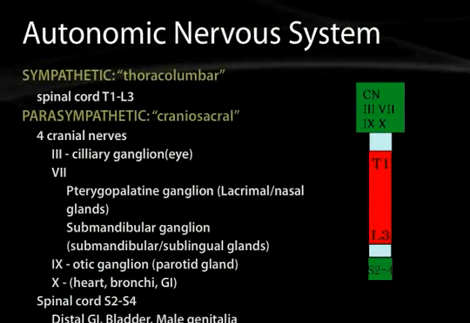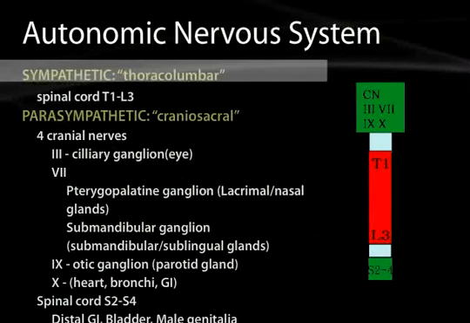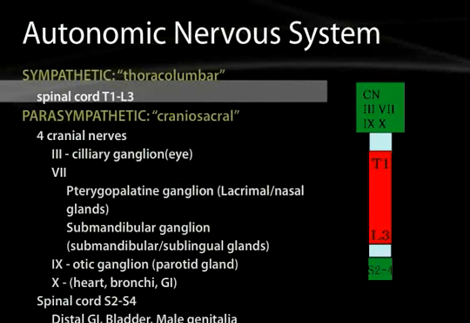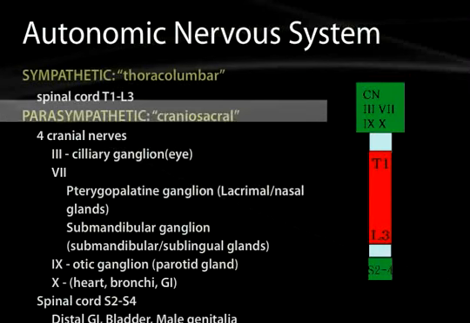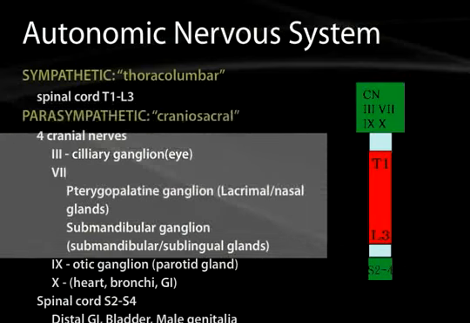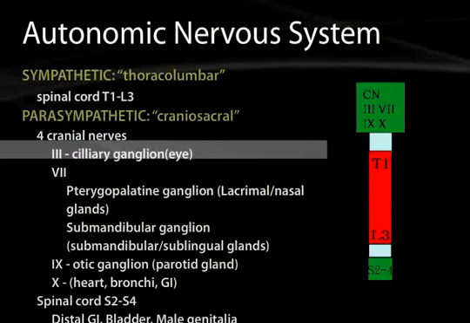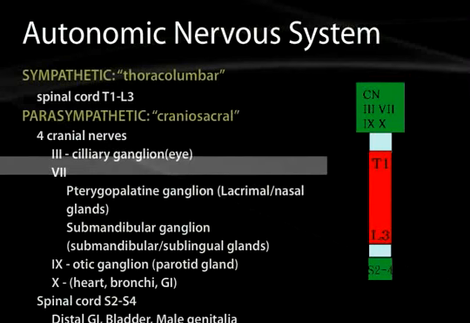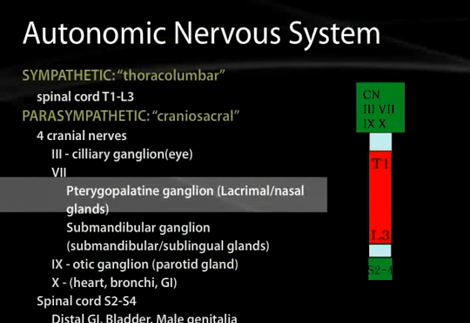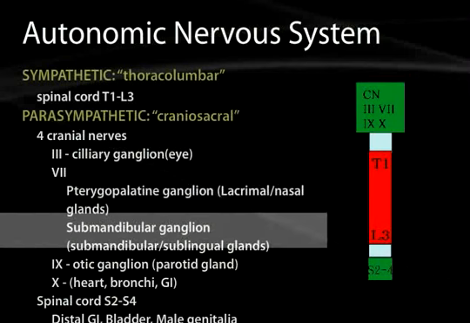Let's talk about just where these are located. You may refer to the sympathetic system as the thoracolumbar system, because that's where the preganglionic neuron is located, from T1 to L3. You may also think of the parasympathetic system as the craniosacral system, because the preganglionic neurons are located in the cranial region of the central nervous system or in the sacral region. So as we mentioned, the parasympathetic system has fibers that travel along with 3, 7, 9, and 10.